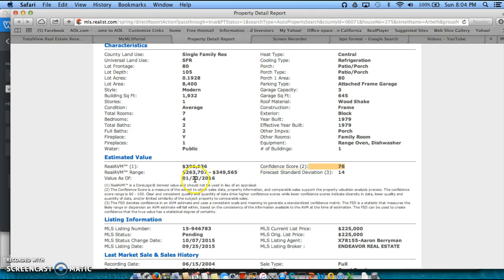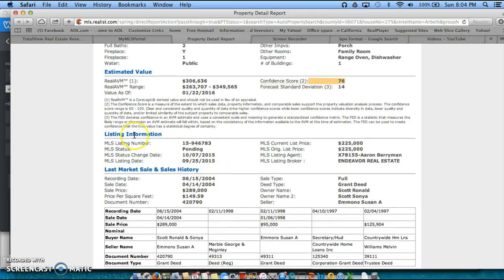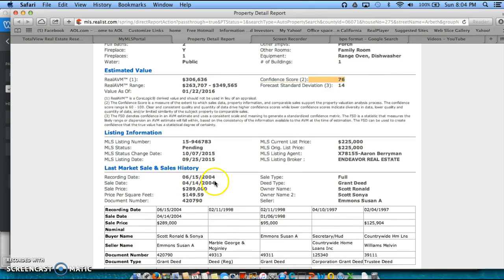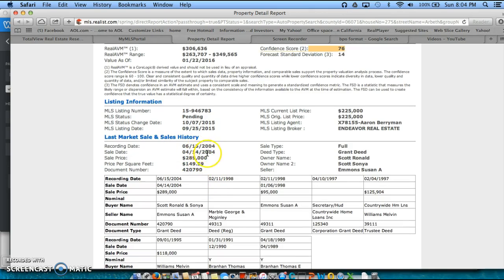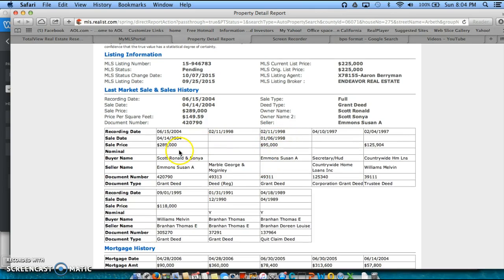And when they made the analysis, which was the 22nd of 2016, it shows whether there's any listing information, when the last sale was on the property, and how much the property sold for. Now this is really important. This shows the property was sold for $289 in 2004.